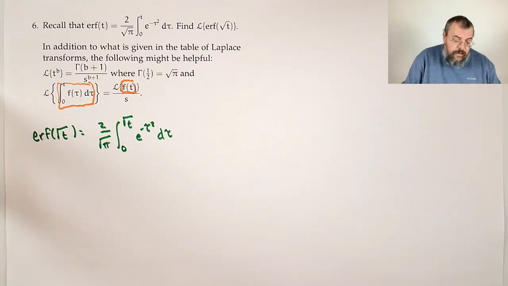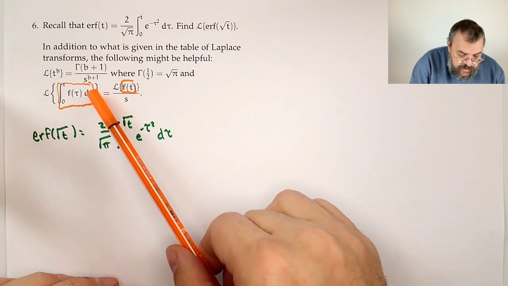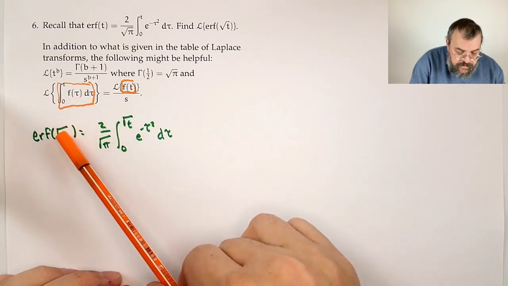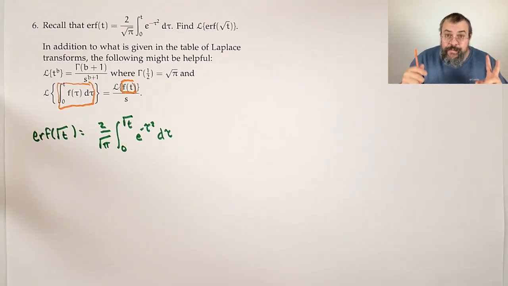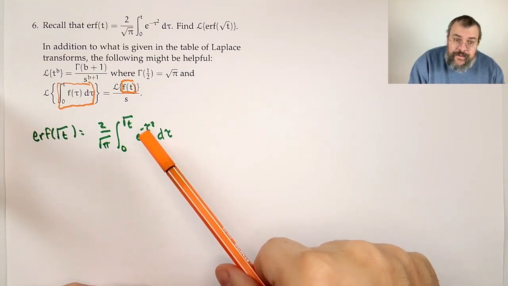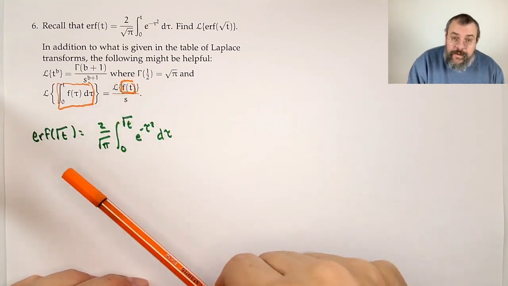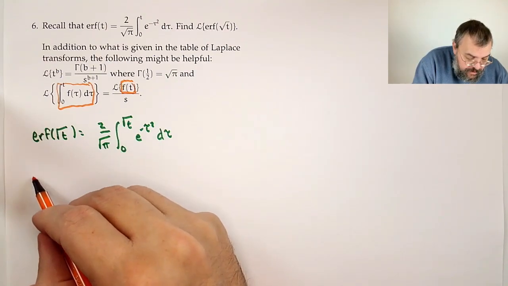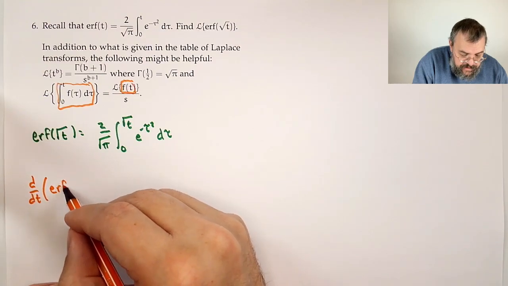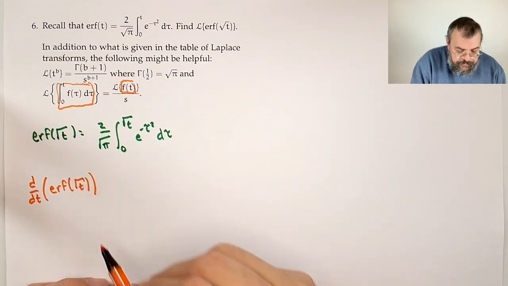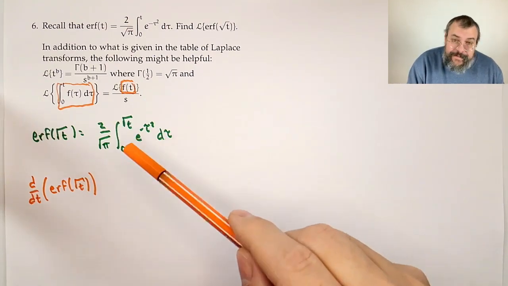And so what we should think of is, if we want the Laplace transform of this, we can think of ERF as being this part right here. It's an antiderivative of something. It's not an antiderivative of e to the minus tau squared because that's root t, but it's an antiderivative of something. Whatever that something is, that's what goes there. So what's the derivative of ERF of root t?